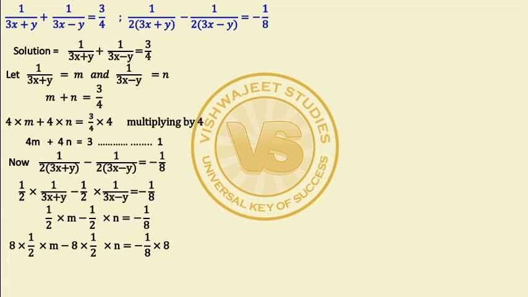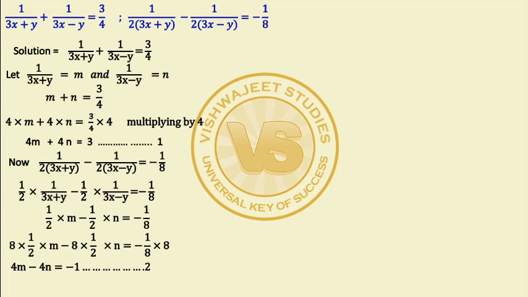After multiplication, we get 8 into 1 upon 2 into m minus 8 into 1 upon 2 into n is equal to minus 1 upon 8 into 8. 2 will divide into the 8 and 8 will divide into the 8. So we get the equation 4m minus 4n is equal to minus 1. Give the number 2 to this equation.